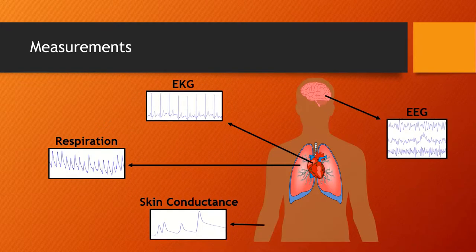Emotional states can be measured through physiological changes, such as electrocardiography, skin conductance, respiration, and electroencephalography. Skin conductance is most associated with high arousal, activating the sympathetic autonomic system to produce tiny amounts of sweat that change the electrical conductivity of the skin.